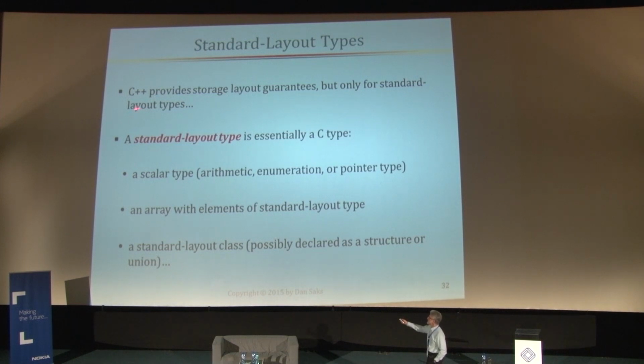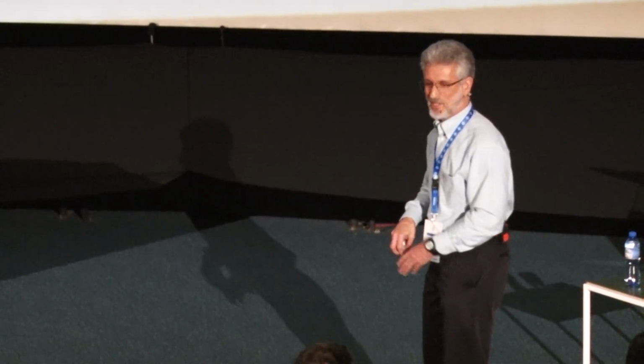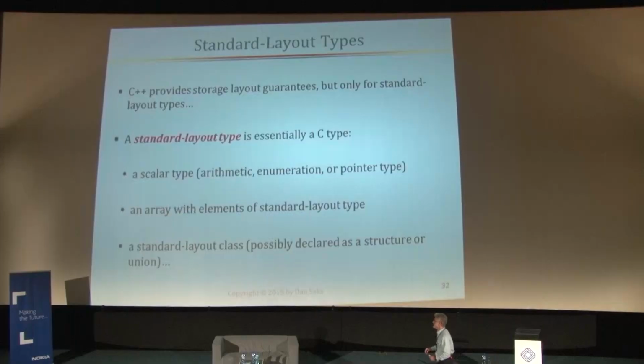The insight comes from understanding there is in C++ this concept called a standard layout type. A standard layout type is a class or structure that is missing just enough features so that the compiler can guarantee that the layout will come out right.